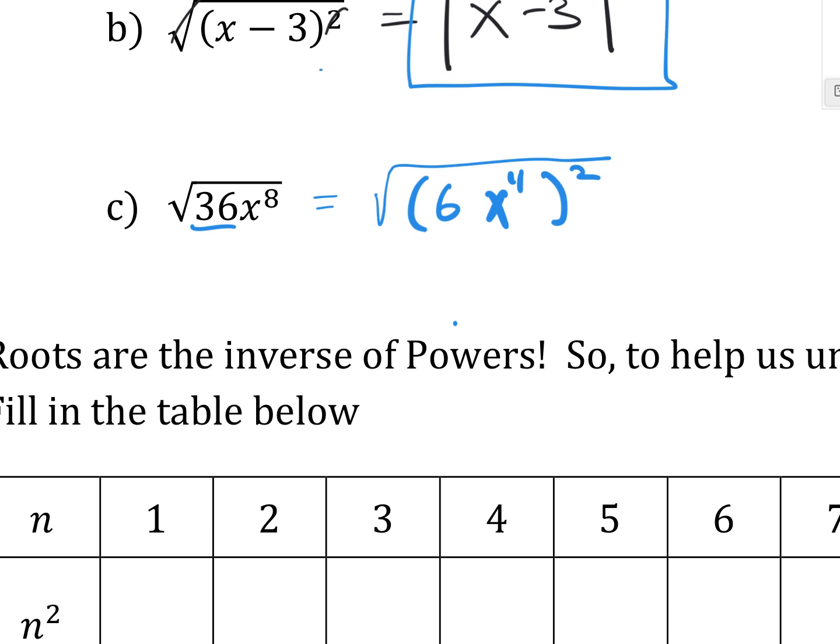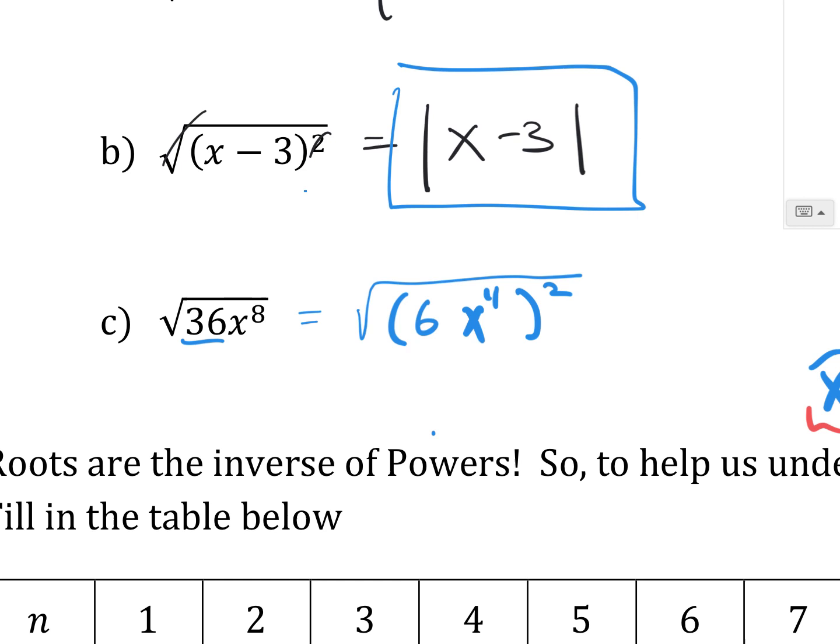Now, just like up above with this x minus 3 squared, now that we have this written as a square root of something squared, those little guys are going to cancel each other out. And that leaves us with 6x to the 4th. Now the question is, do we need absolute values around this? Well, we actually don't need absolute values. And here's why. 6 is a positive number. It always is. It's not going to change.